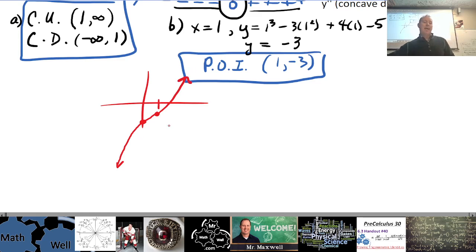We don't know what the max and min is. We don't really know much more because we haven't done the study. It could actually look like this, right? There could be some local max we don't know about or local min that we don't know about.